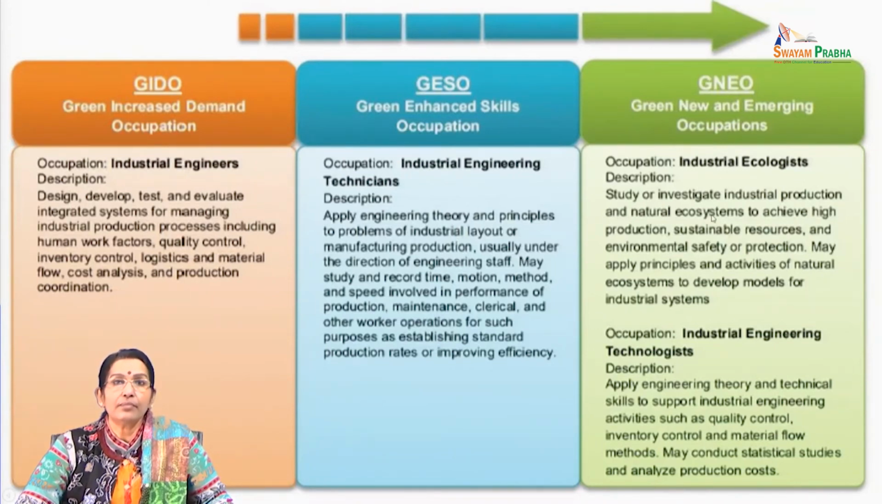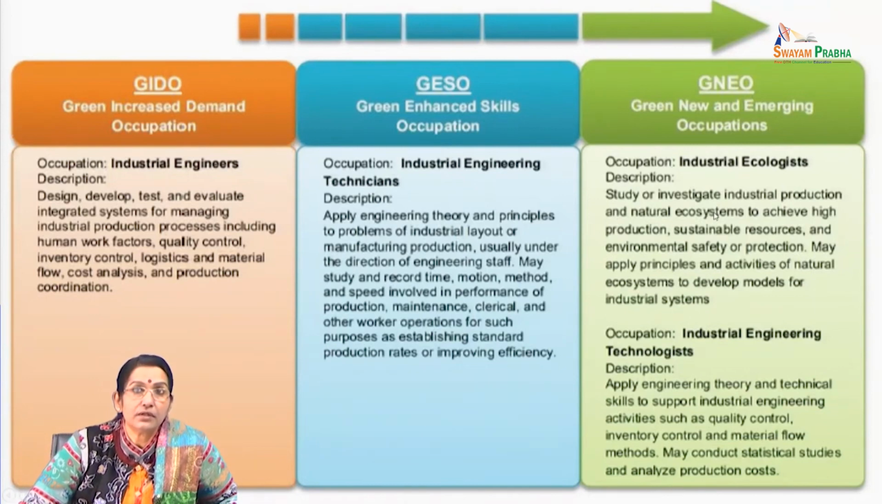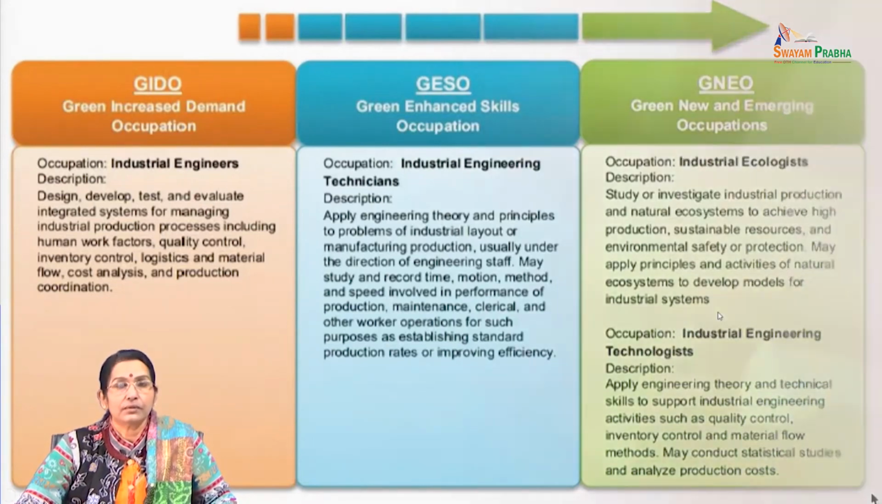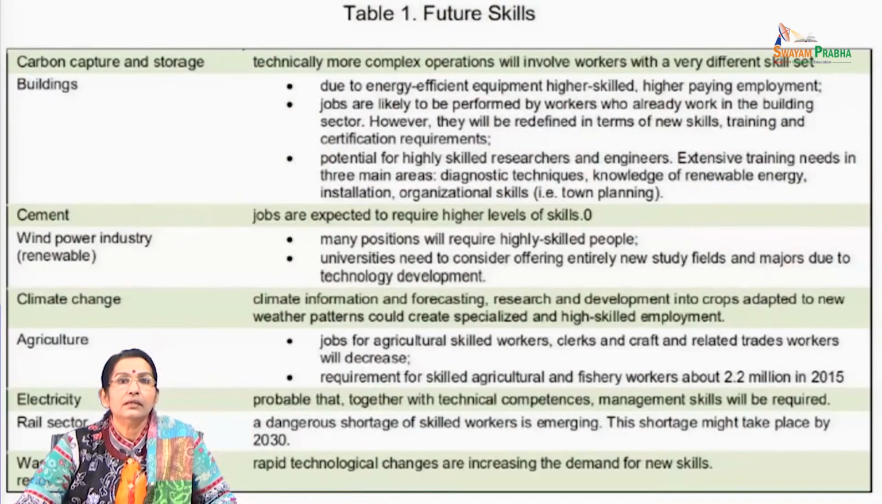This is an example from which we can analyze the different subjects, technical and vocational education subjects and disciplines, and then accordingly develop the green curriculum, training modules and skills.